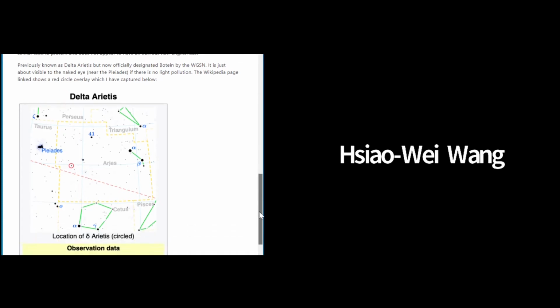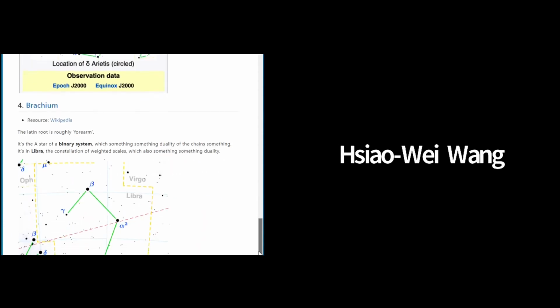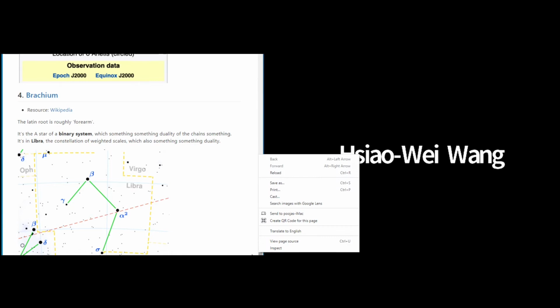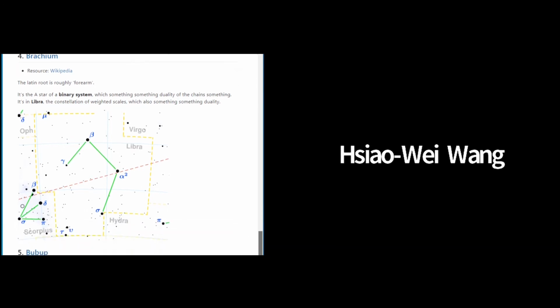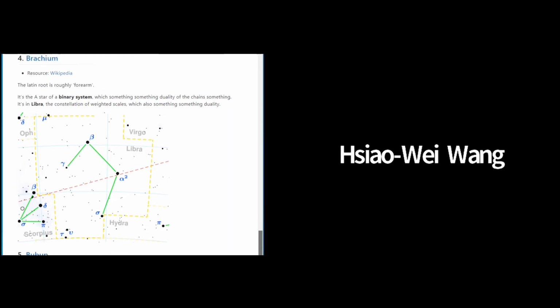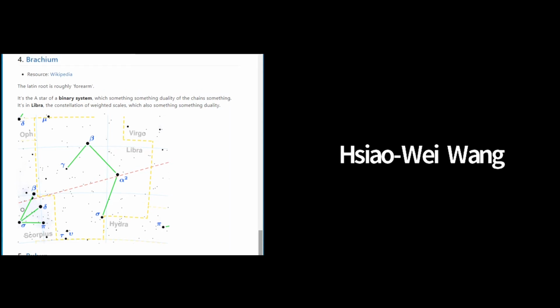And the fourth star we have, I think it's called the Breakout. Its Latin root is roughly the forearm, so it's the arm and the forearm. Maybe you can see that from the picture. I think the best point of this one is that it is a binary system. The proposer mentioned that because this is the merge vote, it feels like the binary system will be merged.